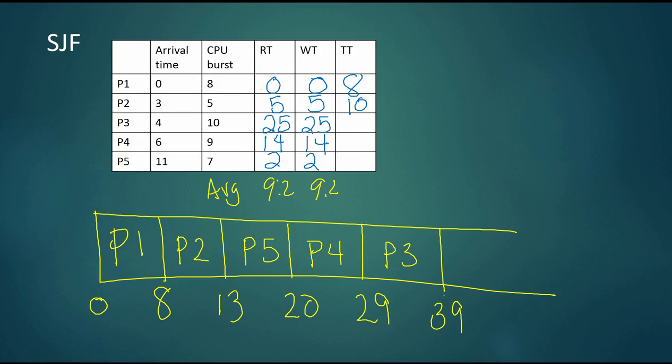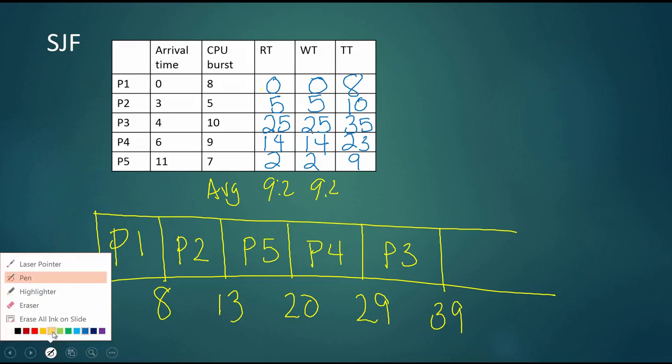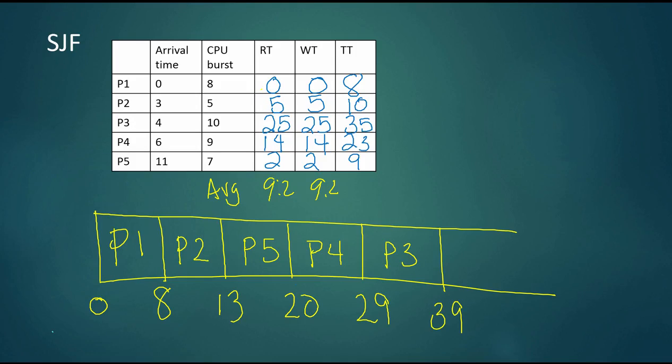P3 finished at time 39 and arrived at time 4, so it has a 35. P4 finished at time 29 and arrived at time 6, so it would be 23. And P5 finished at time 20 and arrived at time 11, so P5's turnaround time is 9. If you add up those numbers and divide by 5, you would get the average, which would then be 17.